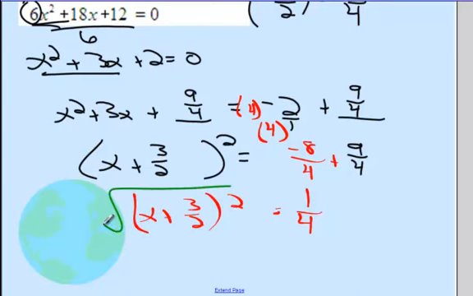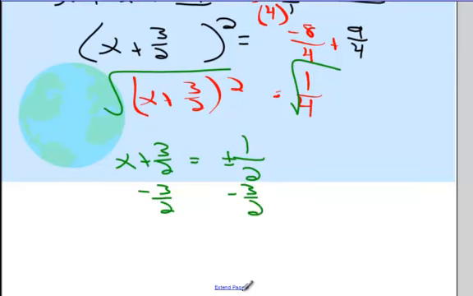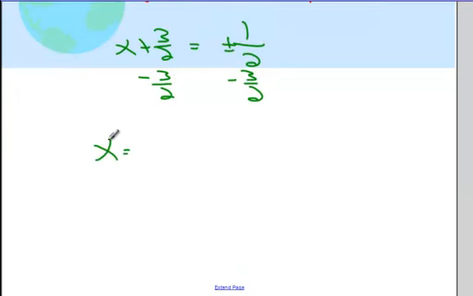This one's pretty simple now. If I want to take the square root of a fraction, I take the square root of the top and the square root of the bottom. So square root of 1 is 1, square root of 4 is 2. It should still be plus or minus. Subtract 3/2 to both sides. X equals negative 3/2 plus 1/2, and x equals negative 3/2 minus 1/2.